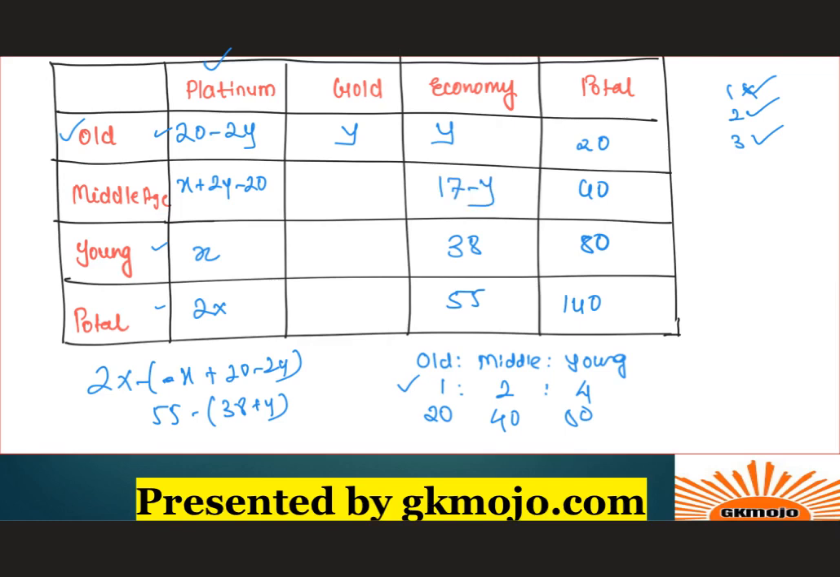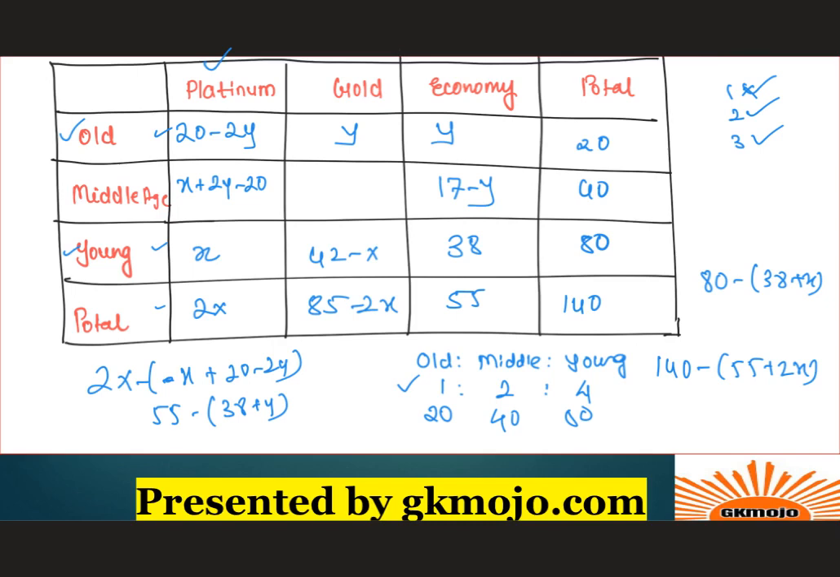Now over here in the total section, this is 140, the total. So 140 minus the 55 plus 2x, right? So what you will have over here is 85 minus 2x. Similarly, you can fill the young row. How will you fill it? 80 minus 38 plus x, and this will give you for the gold box over here, that will be 42 minus x, right?